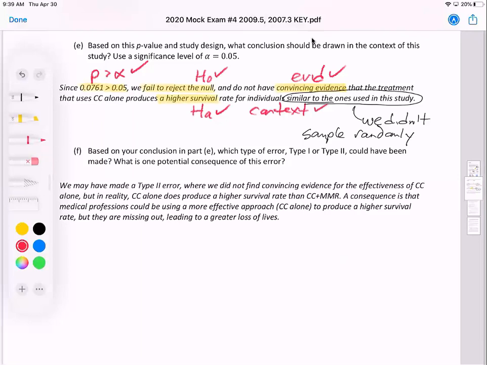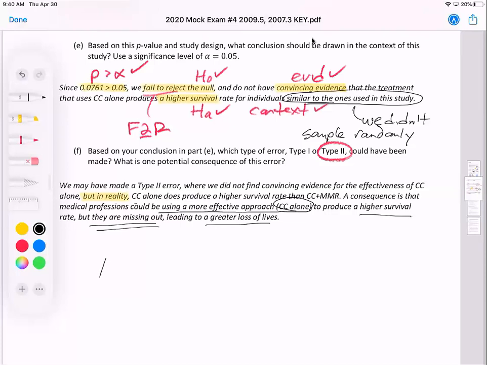So what type of error might this have been? Since we fail to reject, this would be a type 2 error. And what's a possible consequence? We might have made a type 2 error where we didn't find convincing evidence for the effectiveness of CC alone, but in reality, CC alone does produce a higher survival rate. I like saying in reality, so I know what the reality of the situation is. A consequence is that medical professionals could be using a more effective approach, CC alone, to produce higher survival rate, but sadly, they're missing out because they didn't find evidence that it works any better. And another consequence is it's leading to a greater loss of lives. So type 2 error would be something that we'd want to avoid here.